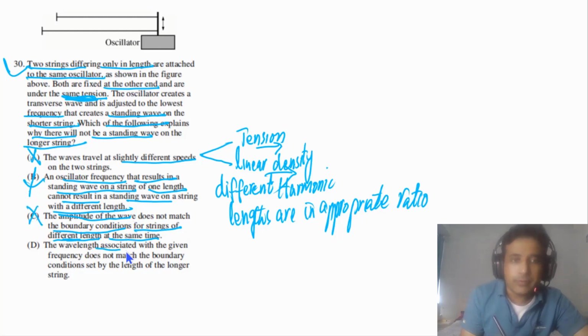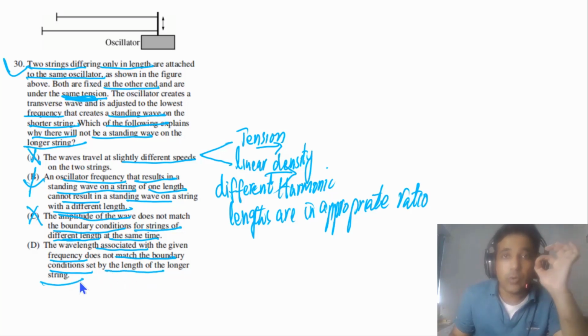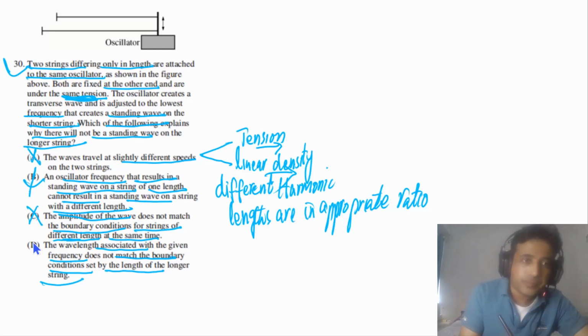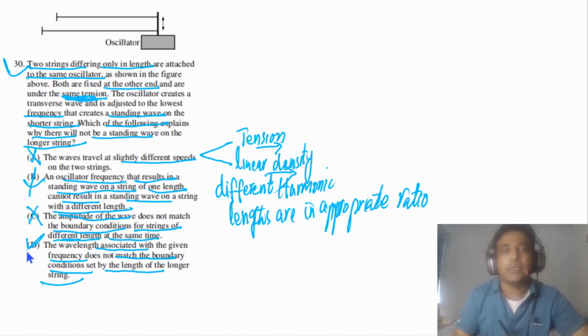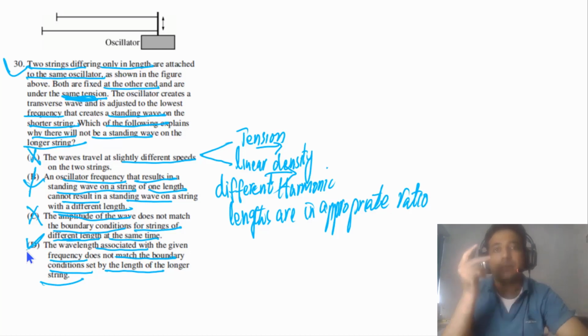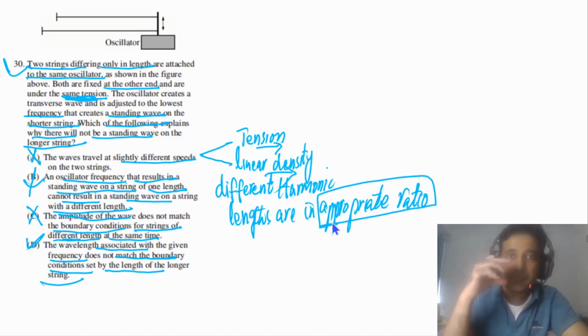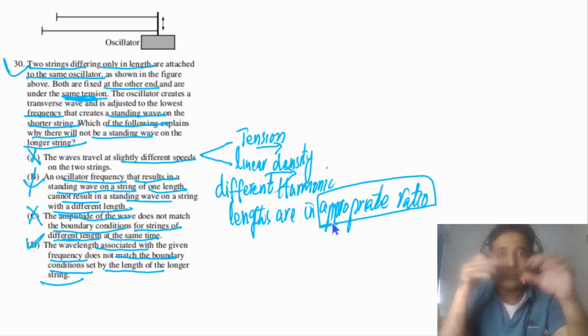Option D, the wavelength associated with the given frequency does not match the boundary condition set by the length of the longer string. So this option is correct. That's the reason a stationary wave will not be produced, because they are not in an appropriate ratio. If they have an appropriate ratio, then there will be a standing wave.